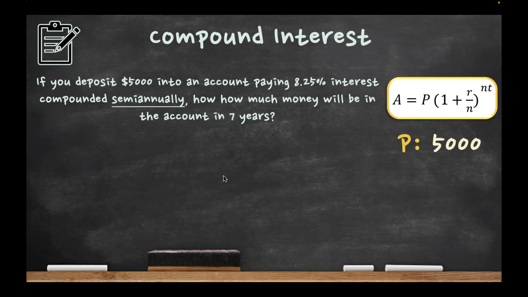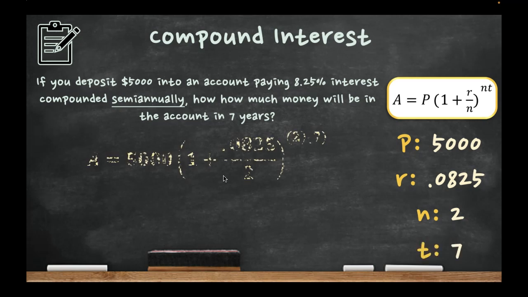So $5,000 is going to be my principal. I know my rate is 8.25%, but I don't put that. I got to move the decimal to the left twice and get 0.0825. And then semi-annually is twice, is 2 times. And then it's going to be 7 years. You just place it inside your equation.